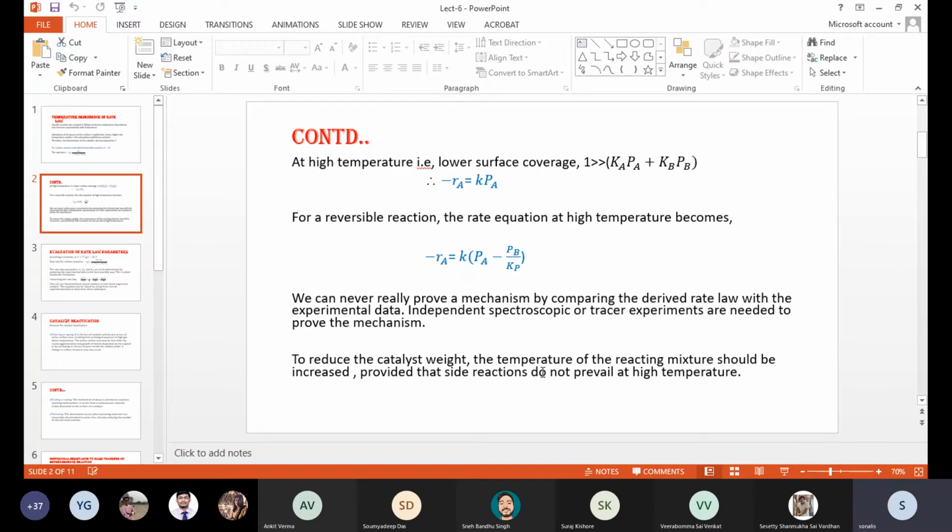To reduce the catalyst weight, the temperature of the reacting mixture should be increased. Look, catalyst is a costly substance, so it is better if we can use a small amount of catalyst. And if you increase the catalyst weight, then obviously the reaction rate will increase and more conversion will occur, because more catalyst active sites are available with higher catalyst weight. But we try to find an optimum catalyst weight by optimizing the reaction temperature. It is usually at a higher temperature, but the problem of higher temperature is that some side reactions also occur, which is undesirable.